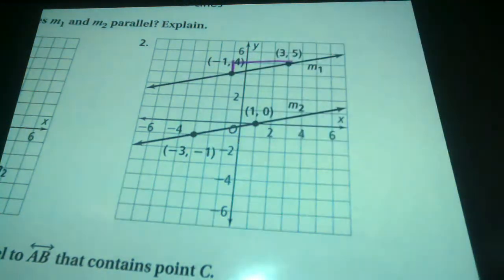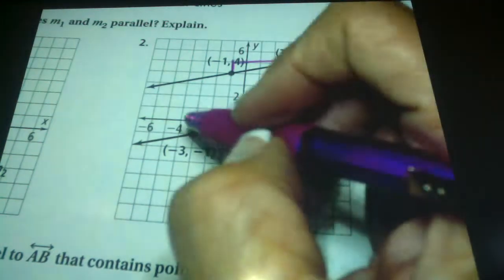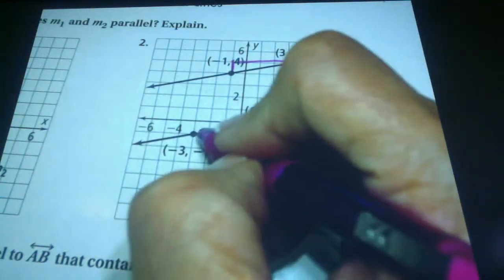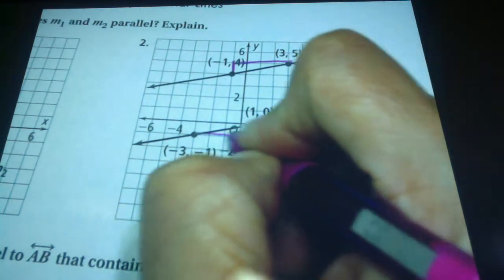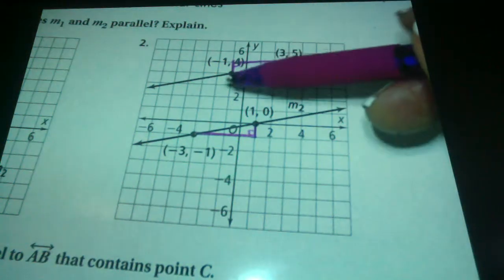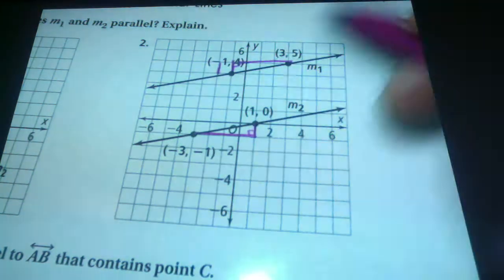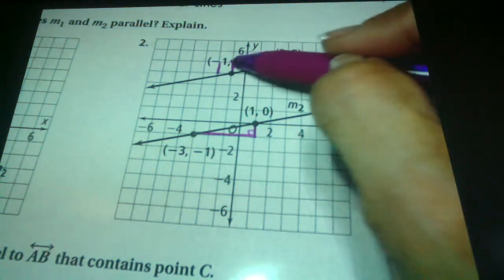You're going to make a rise and a run, a stair-step. Make a right triangle. You can do it above or below. On this one you could choose to go below, so our stair-step would be going this direction. It doesn't matter whether you go above or below. If I rise from here to here, how far is that? 1. Is it positive 1 or negative 1? Positive 1.